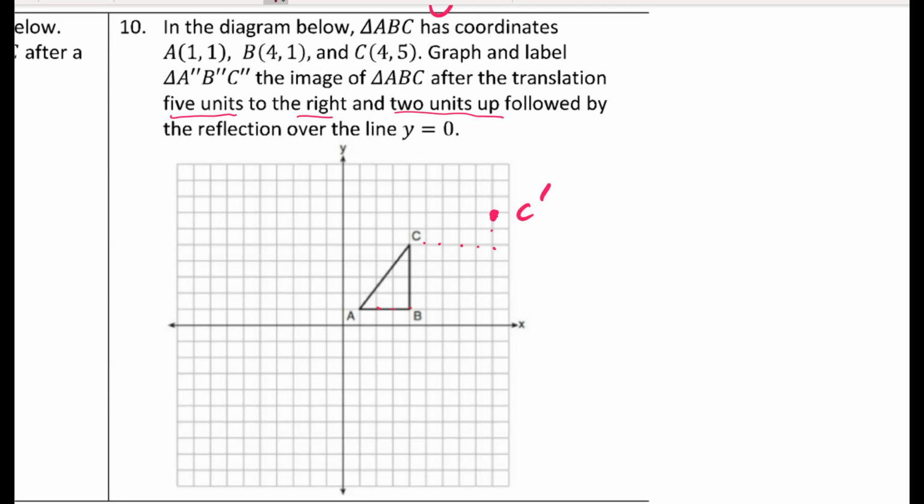1, 2, 3, 4, 5, 1, 2. That's where A prime is going to be. And 1, 2, 3, 4, 5, 1, 2. That's where B prime is going to be. All right, and again, that should be a congruent triangle.